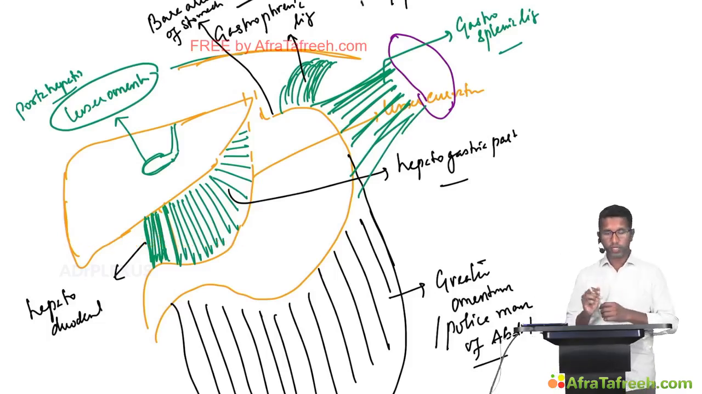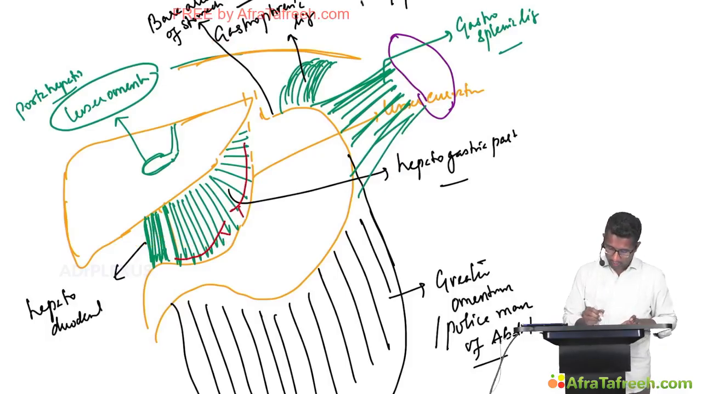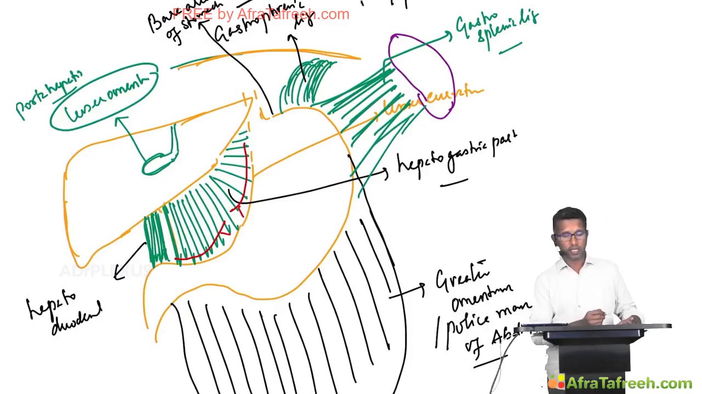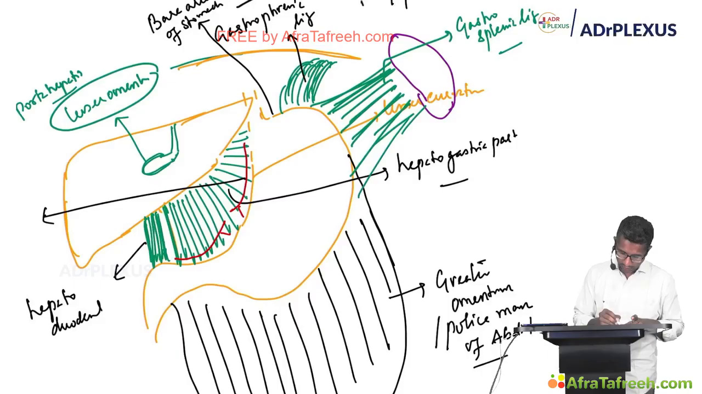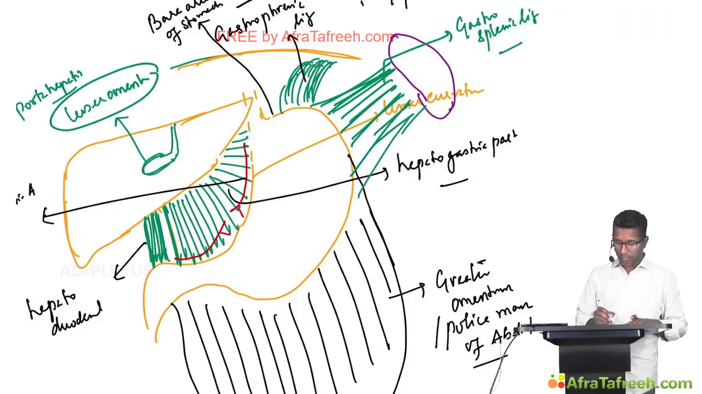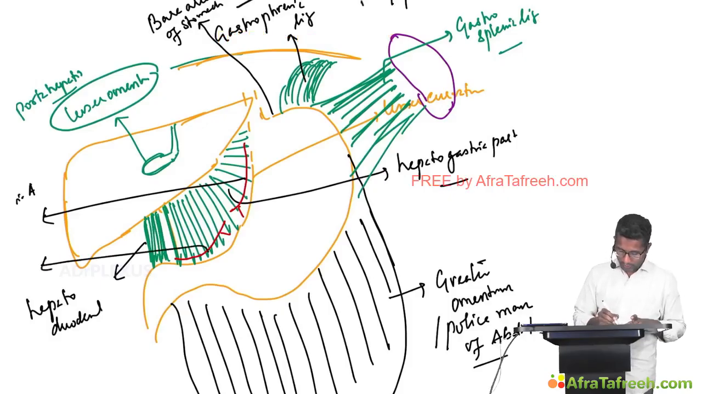Just to sum up, what you see within the lesser omentum are two arteries. One is the left gastric artery, another one is the right gastric artery. So what are these two vessels which are running within the lesser omentum? This artery is called the left gastric artery, and there is an artery which runs here, which is called the right gastric artery.